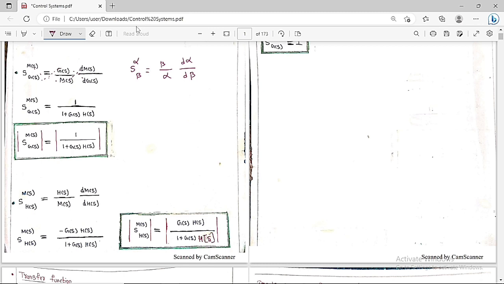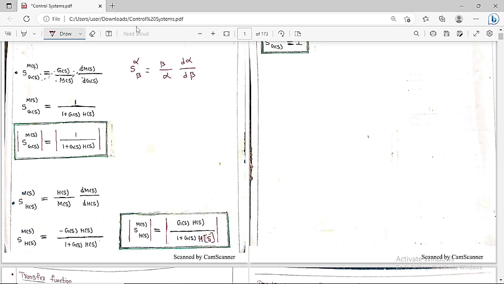So therefore, we can say the sensitivity of M(s) with respect to G(s) is equal to 1 by 1 plus G(s)H(s). And the sensitivity of M(s) with respect to H(s) is equal to G(s) into H(s) by 1 plus G(s)H(s). So always I am taking only the first value, only I am going to take.